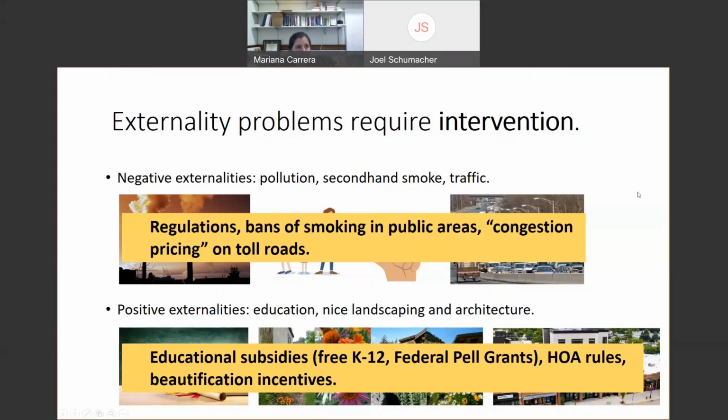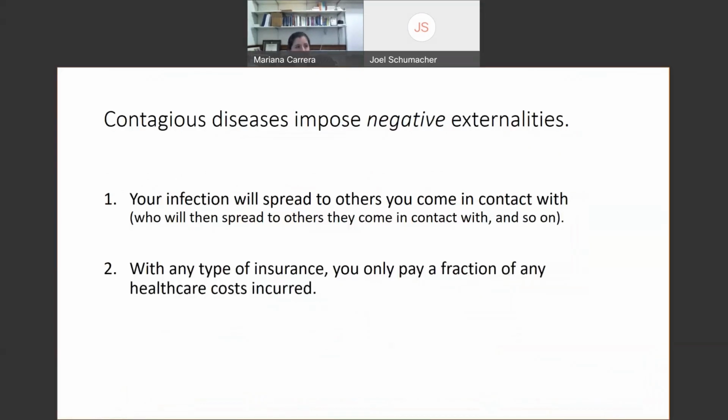Okay, so turning to contagious diseases. It's clear that contagious diseases impose negative externalities, first for the most obvious reason that they spread. They spread from an infected person to other individuals. So your infection might have a negative cost on you, but it's also going to spread to others, and so that negative cost gets multiplied.